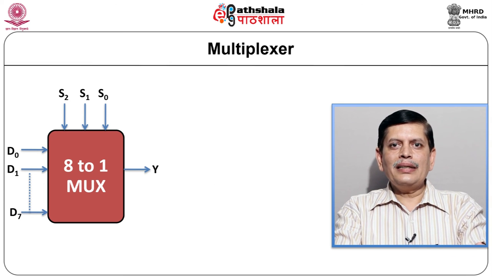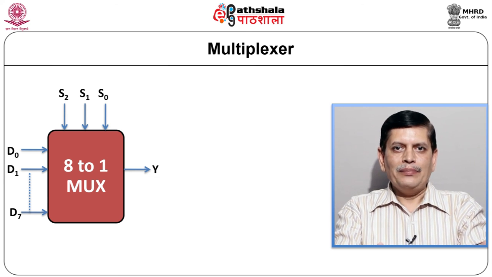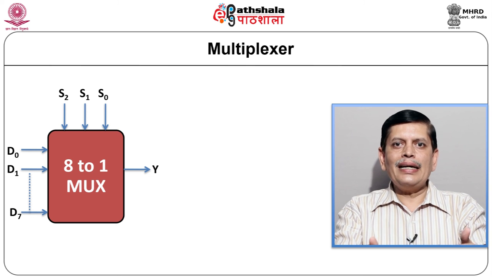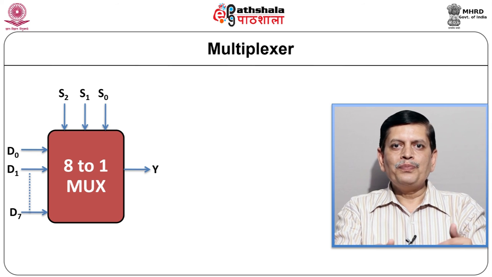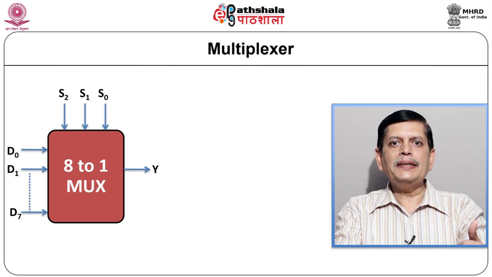Let us now consider the case of 8 to 1 multiplexer. Here, the number of input lines are 8, whereas the select lines required from the basic relation are at least 3. The data inputs are labeled as D0, D1, D2 up to D7, whereas the select lines are labeled as S2, S1 and S0. These are the 3 select lines that are required, assuming S0 is MSB.